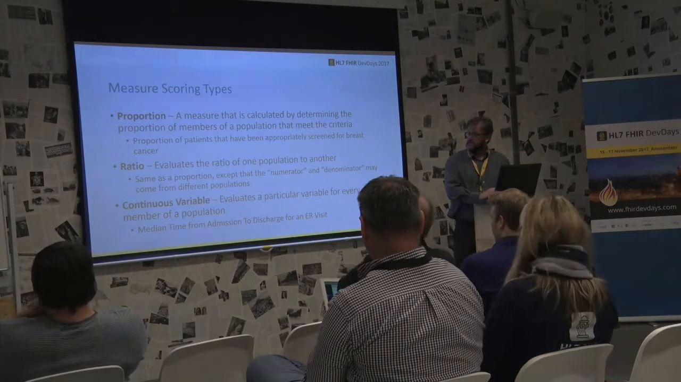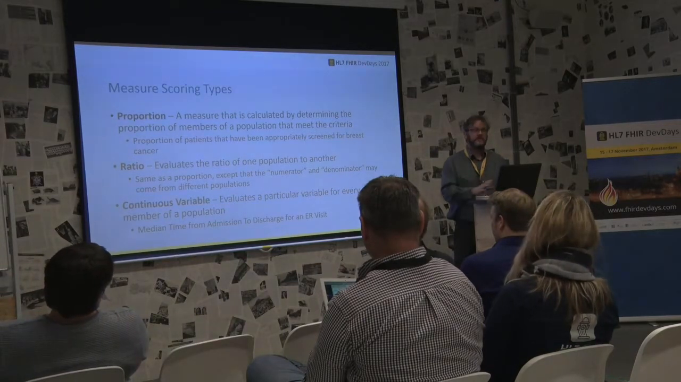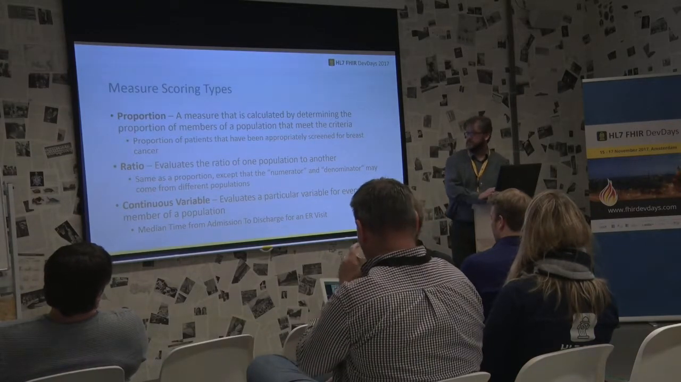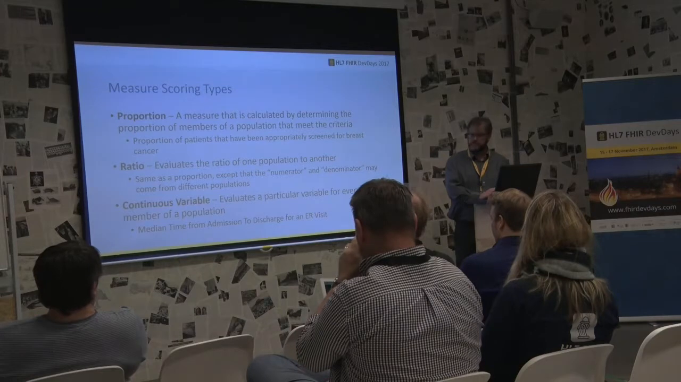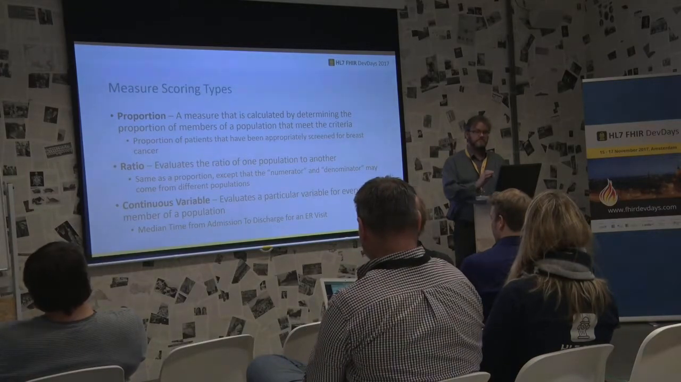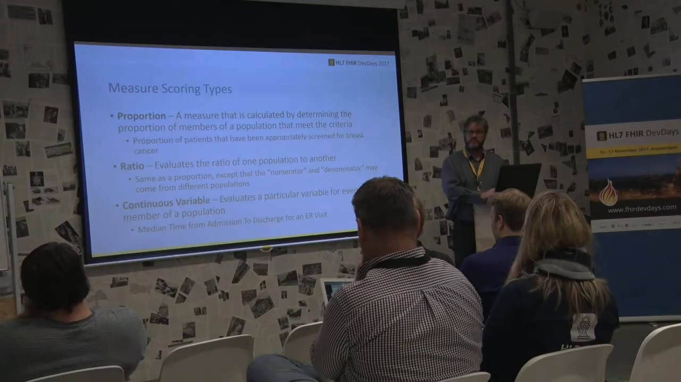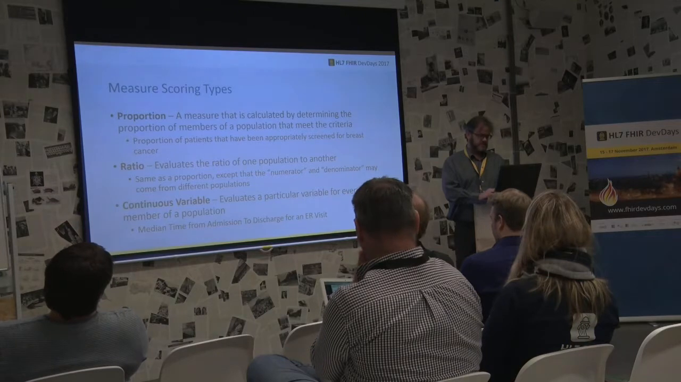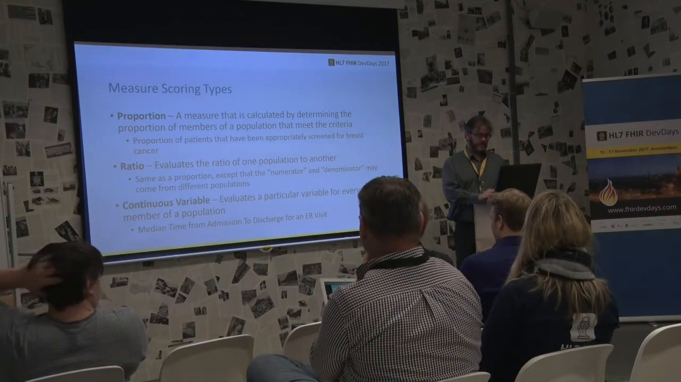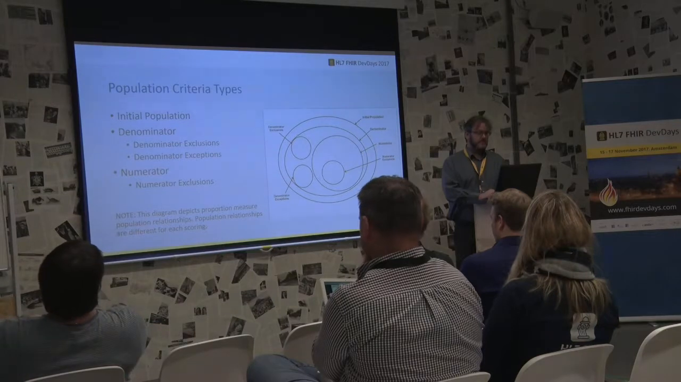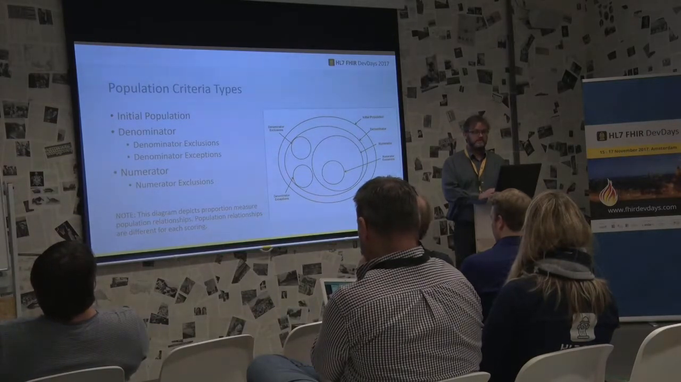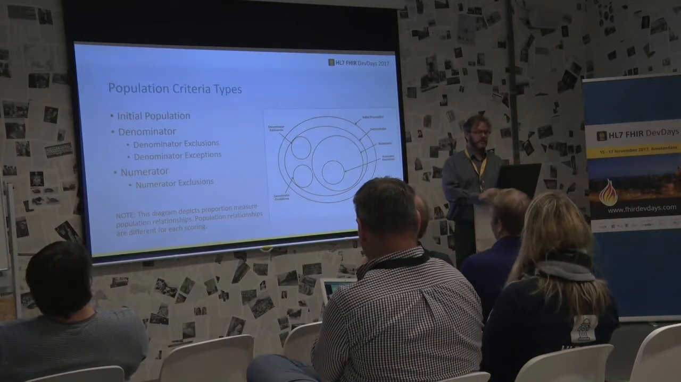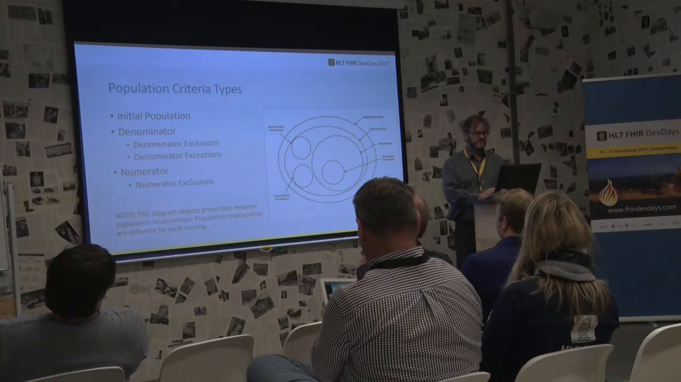And then a continuous variable is something that actually evaluates some function. So median time to arrival and departure, or median time from admission to discharge for an ER visit, something that measures and can fluctuate over time. So those are the three most common types that we've got right now. Each of those then have population criteria types. So you have your initial population, your denominator, and your numerator. And within those, you have some exclusions and exceptions.